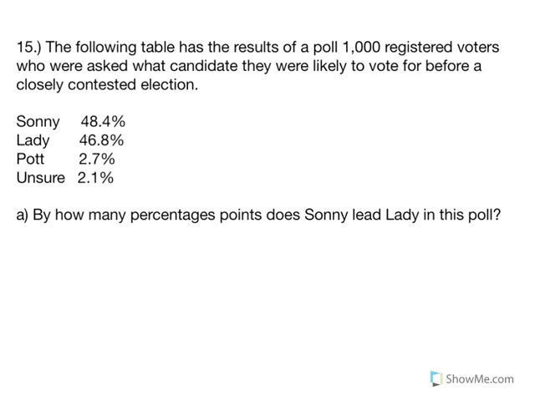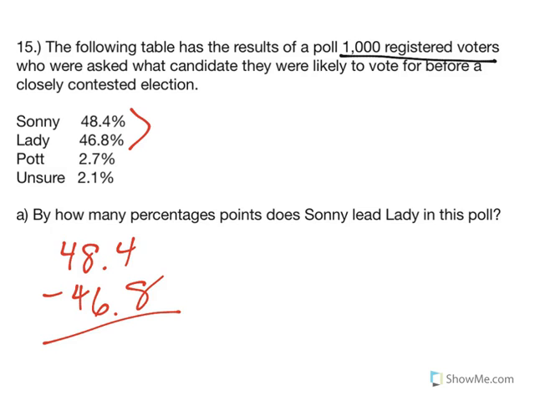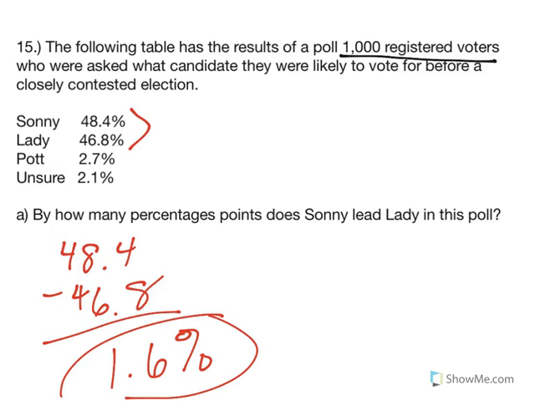Moving on to number 15. We've got the following table. They talked to 1,000 registered voters who were asked what candidate they were going to vote for. All right, this is more about polls. By how many percentage points does Sunny lead Lady? Well, 48.4 minus 46.8. Sunny leads Lady by 1.6 percentage points. It's not very much. It's pretty close.